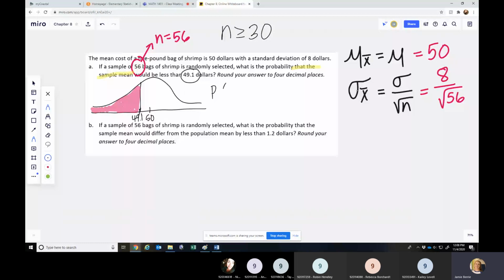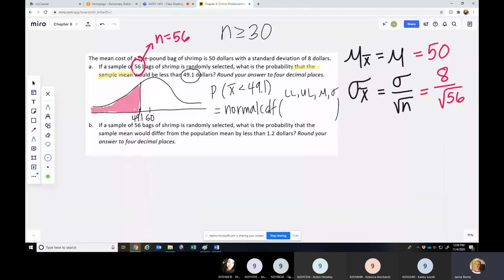So we're looking for the probability that the sample mean, represented by X bar, is less than 49.1. You don't have to write out that probability statement, but I think it helps you to get more familiar with probability notation. And we know that we can use the normal CDF function to calculate a probability when it's approximated by the normal distribution. And remember, it goes lower limit, upper limit, mean, standard deviation.